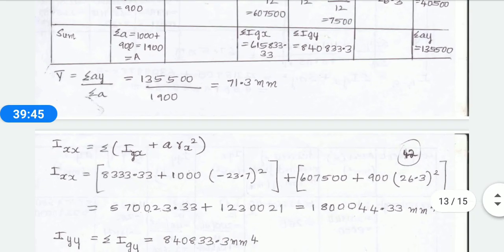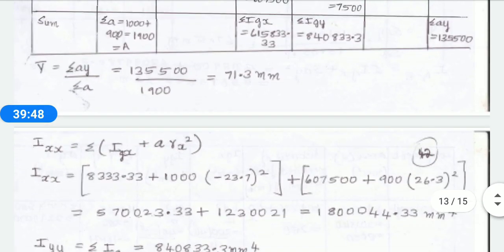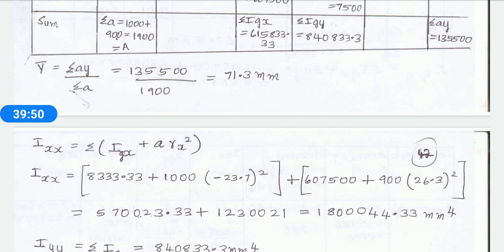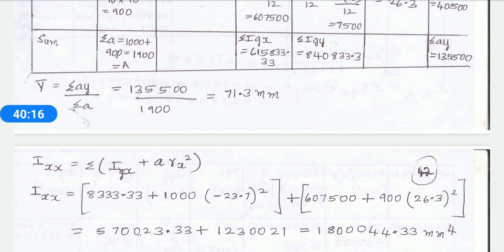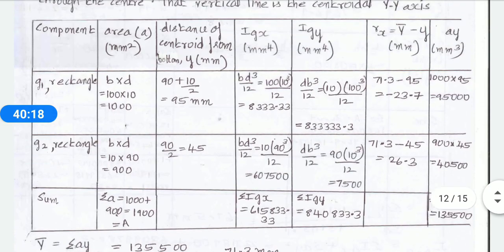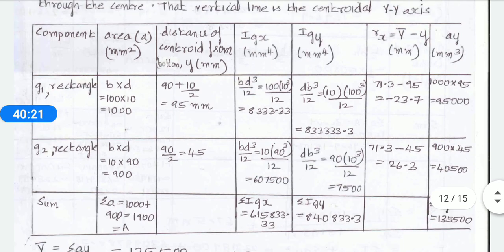That means your formula will change like I of xx is equal to summation of I of Gx plus A of rx square. Okay, this formula will differ because it is acting in the centroidal axis. This formula you have to study: I xx is equal to summation of I of Gx plus A of rx square. We know how to calculate I of Gx, which is given in the table column, but we need to find what is r of x. So for that, now we have to put a table of components.